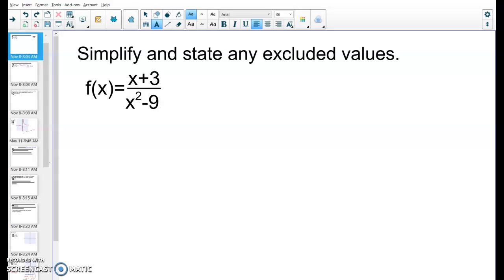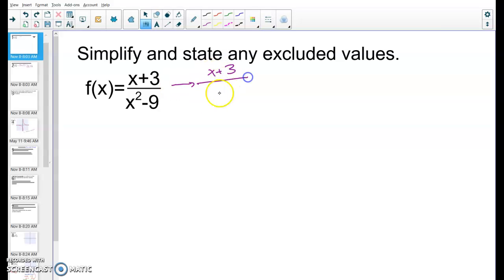Okay, this week we are looking at graphs of rational expressions. So first thing we're going to do is go back and remember listing excluded values. So we need to factor what's on the denominator first, and then we can go ahead and list your excluded values.